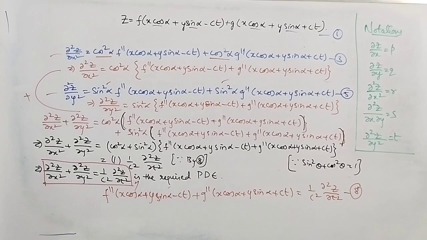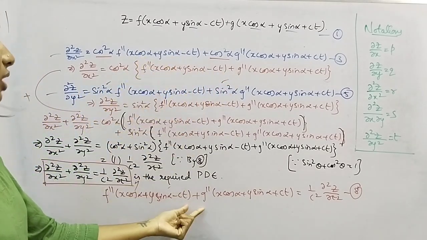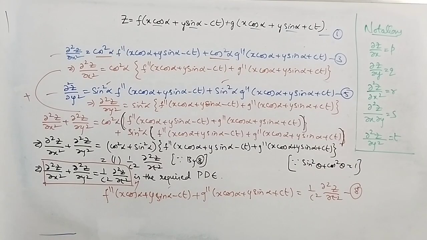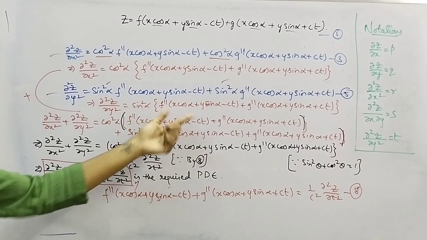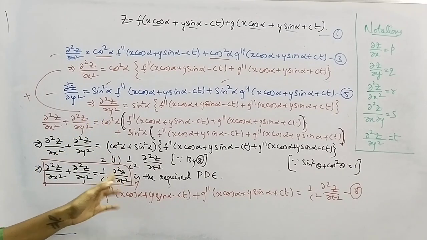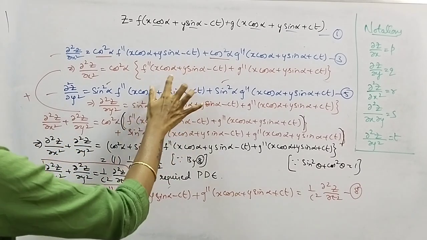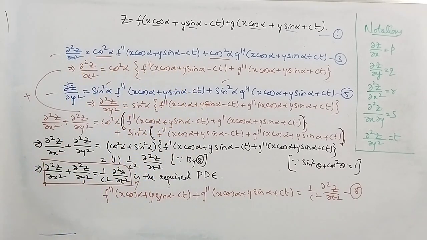So if you notice, we have f double dash plus g double dash in three equations. You can think that we can just substitute in one equation and finish it off, like dou square z by dou y square equal to 1 by c square into dou square z by dou t square, but it's not possible. We can't just say it's not possible, but also we have one more equation, so we have to think and do.